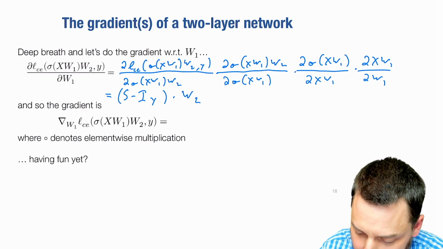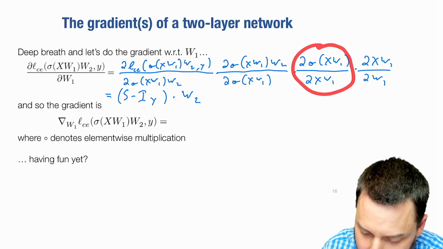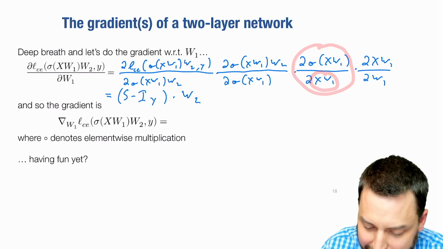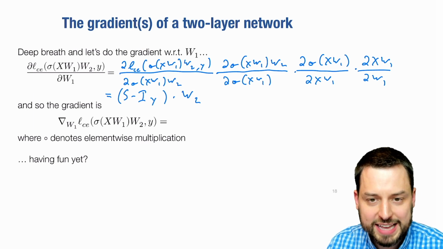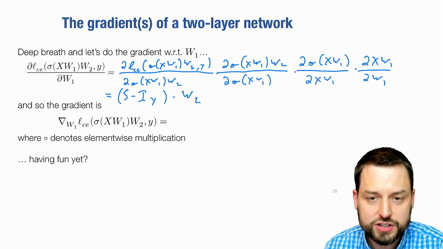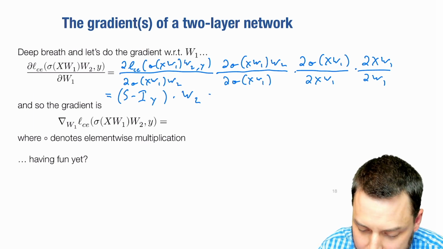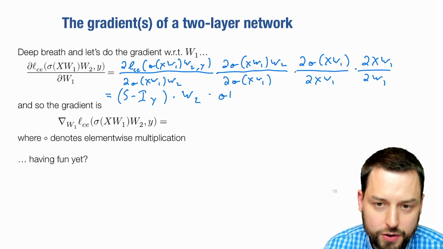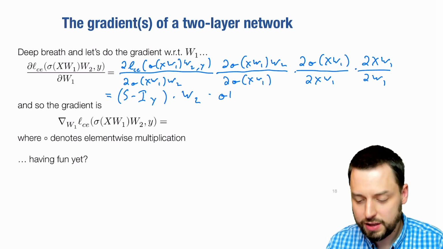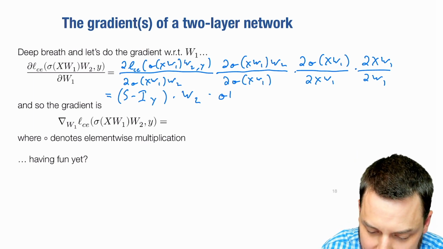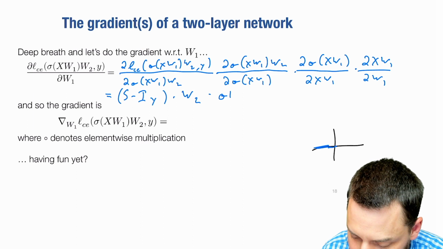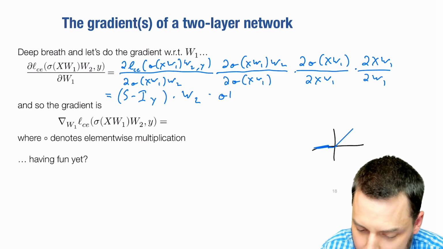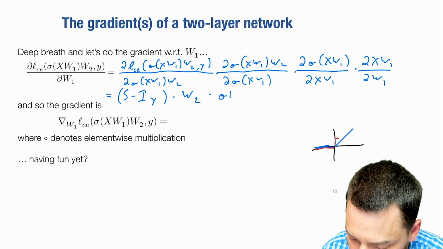Then we have this one here, right? The partial derivative of sigma of x w1 with respect to its argument. That seems a bit tricky and arbitrary, but remember, sigma is just a scalar function, and that scalar function just has a derivative. We'll just call that derivative sigma prime. So for the ReLU, the function looks like this. It's 0 in the left plane, and then linear after this. And so its derivative would just be 0 here and then 1 over here.